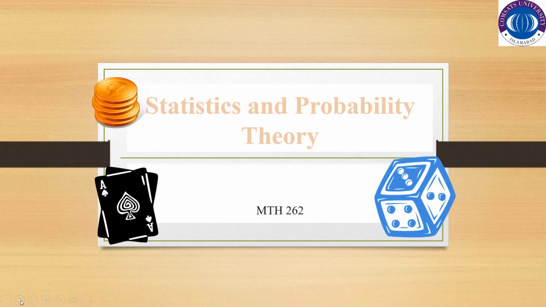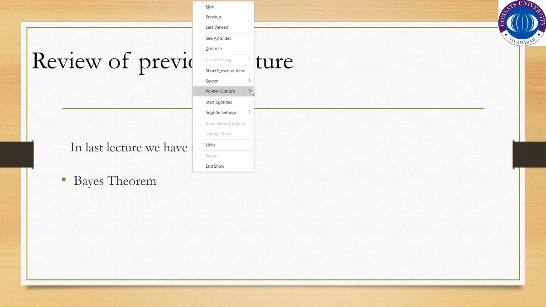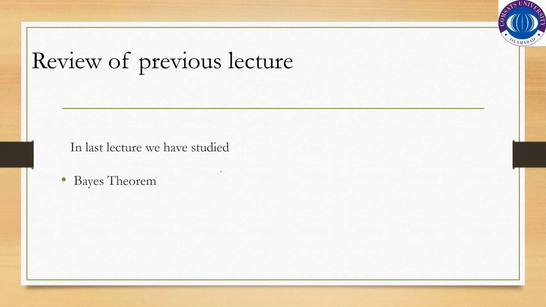In the previous lecture, we have studied Bayes theorem. Bayes theorem हमारे पास कब यूज होता है? When we have to find the conditional probability and the sample space is divided in mutually exclusive and exhaustive events. When sample space is divided in mutually exclusive and exhaustive event.